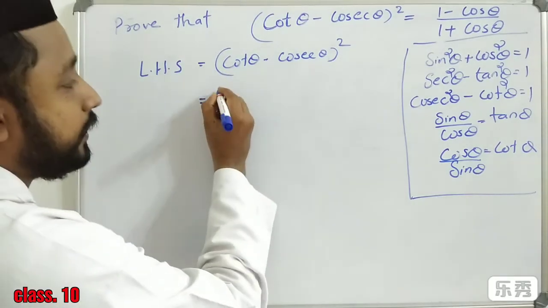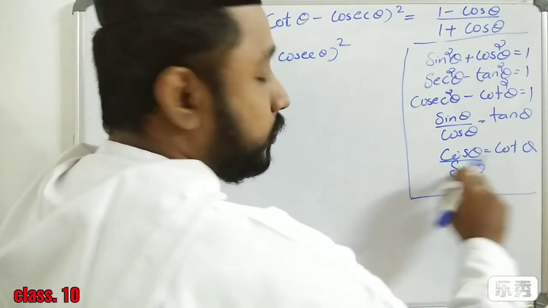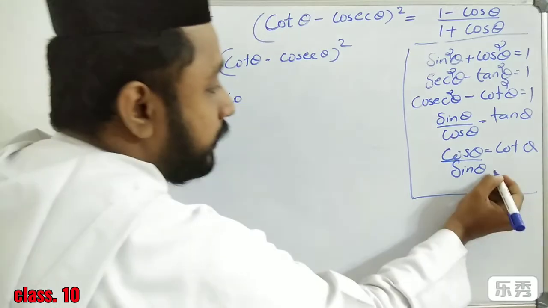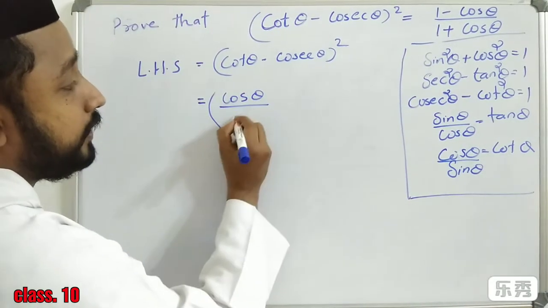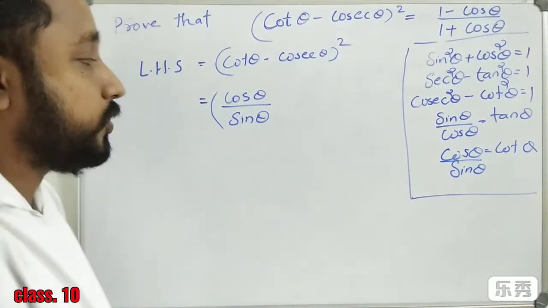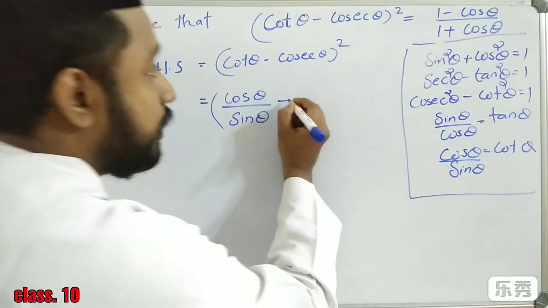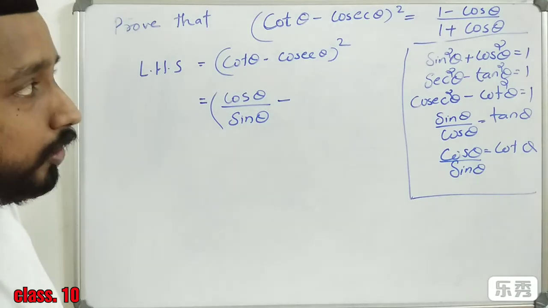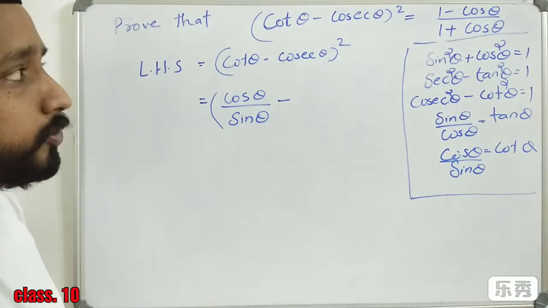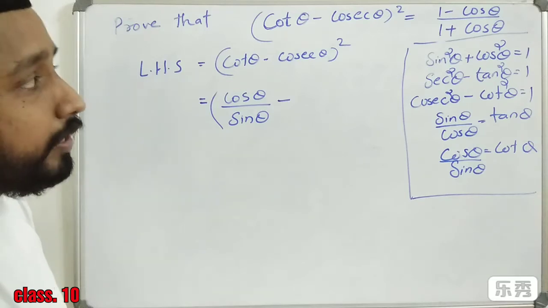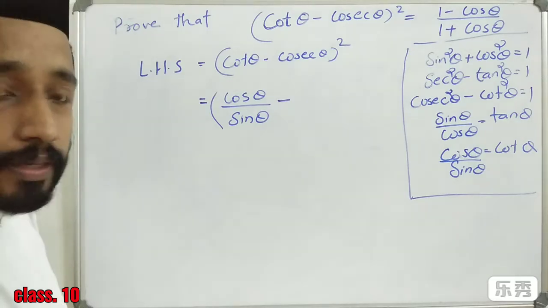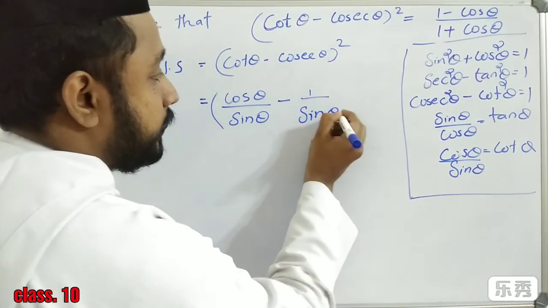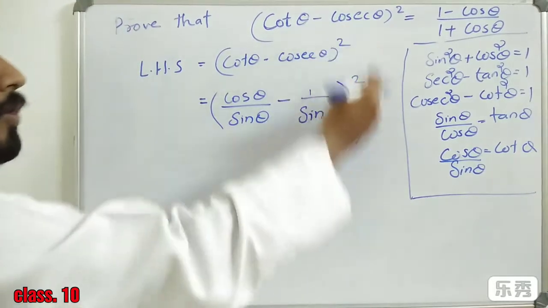So this is equal to, we know cot theta is equal to cos theta by sin theta. So I am going to write, instead of this cot theta, cos theta by sin theta minus cosec theta, all square. Cosec theta, we can change cosec theta in terms of cos or sin. How? Cosec theta means reciprocal of sin. So cosec theta means 1 by sin theta. Isn't it? Cosec theta is equal to 1 by sin theta. The square is the all square.